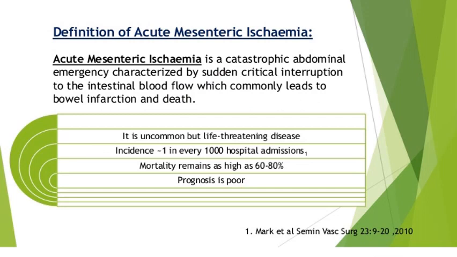Acute mesenteric ischemia is a catastrophic abdominal emergency characterized by sudden critical interruption to the intestinal blood flow, which commonly leads to bowel infarction and death. It is uncommon but life-threatening condition. Mortality remains as high as 60 to 80%. Prognosis is poor.